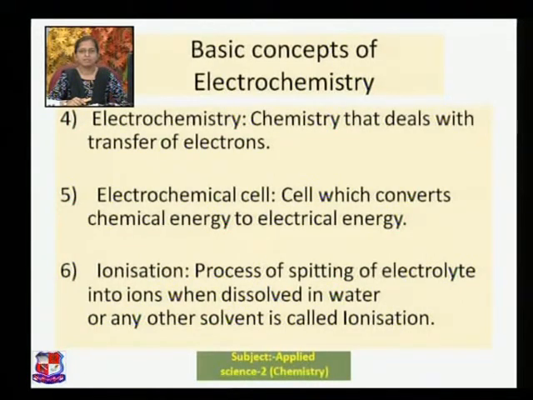Now the definition of an electrochemical cell: the cell which converts chemical energy to electrical energy is called an electrochemical cell. The next definition, which is very important, is ionization. Now see, what is ionization? It is the process of splitting of an electrolyte into ions when you dissolve it in water or any other solvent. Say suppose I have NaCl, and if I dissolve it in water, then it will form Na plus ions and Cl minus ions, and this process is known as ionization.